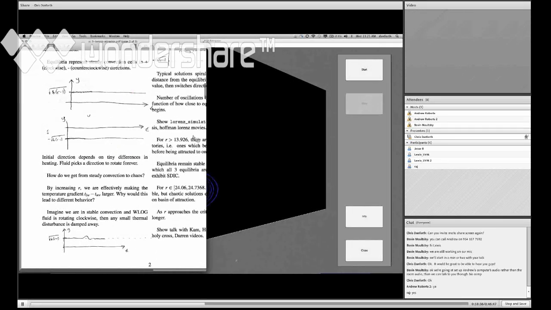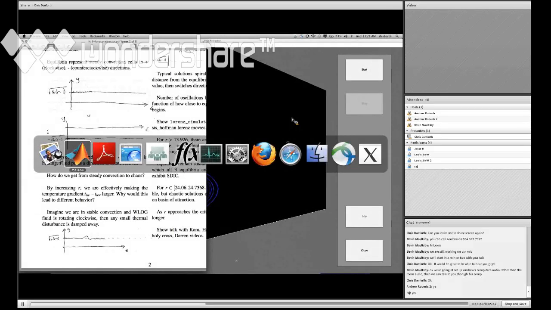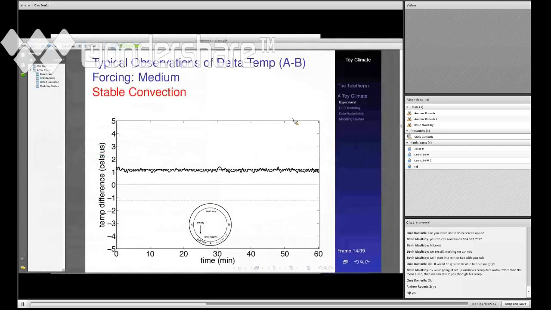All right, so does anybody have any questions about stable convection? I think we're good. All right, go ahead, Andrew, is there something else?